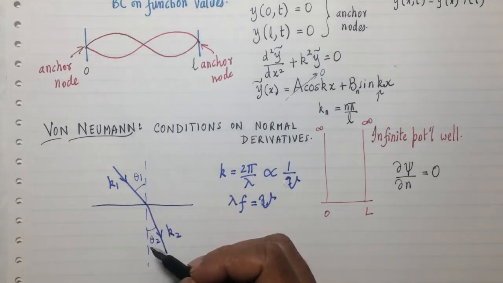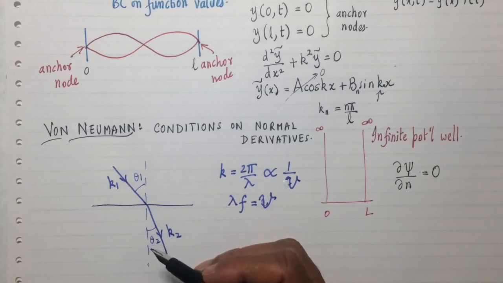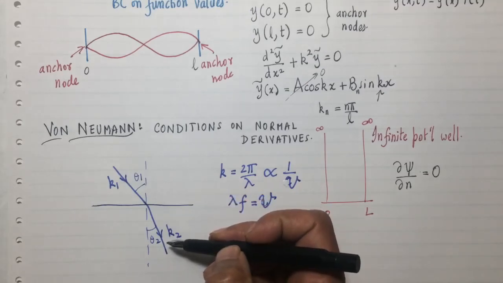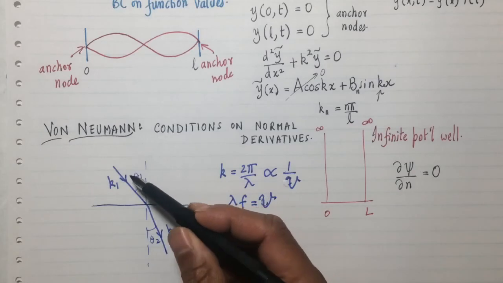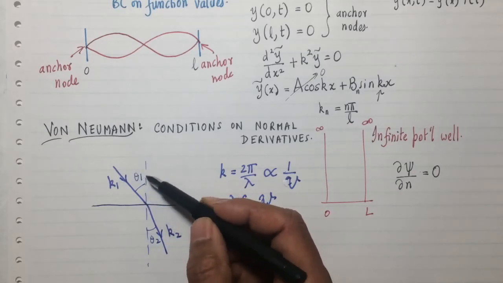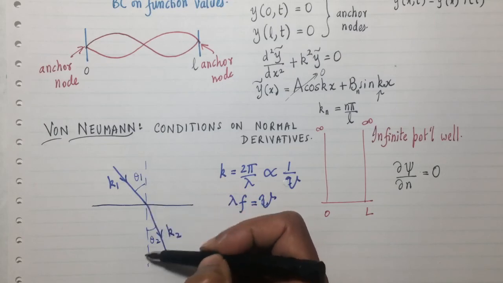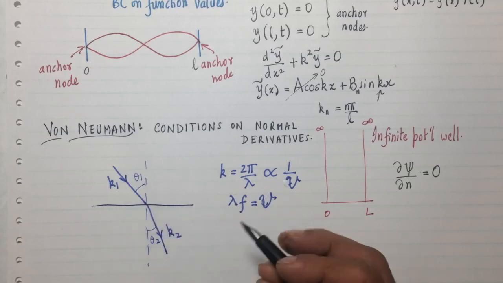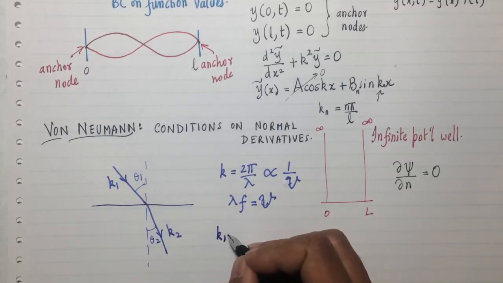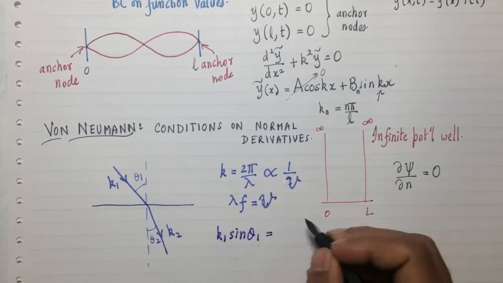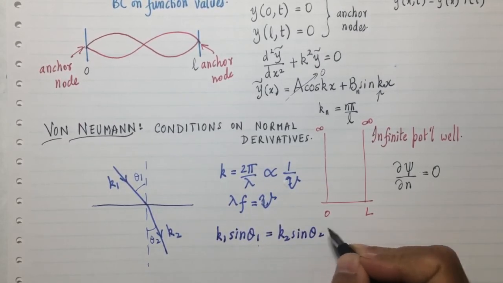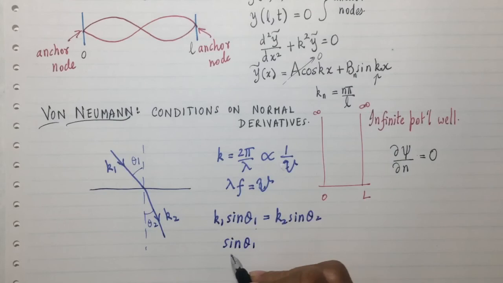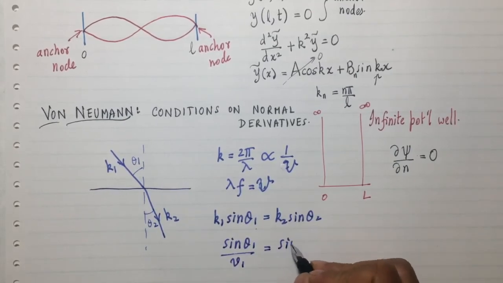Now, for electromagnetic waves, you do have the Neumann conditions when you go from one interface to the other. The normal derivatives are discontinuous, so k1 in the normal direction and k2 in the normal direction don't match up. But the tangential derivatives are continuous. So you're going to get k1 sine theta 1 equals k2 sine theta 2. Now because k is proportional to 1 over v, I get sine theta 1 over v1 equals sine theta 2 over v2.